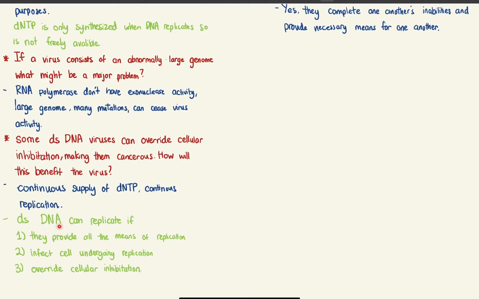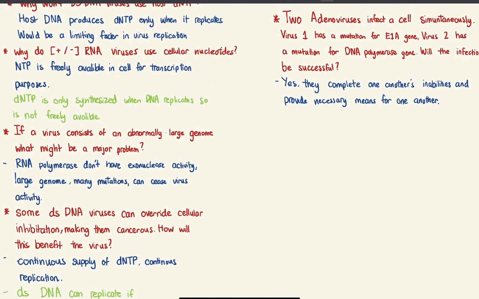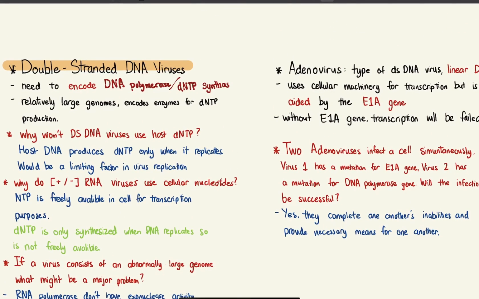So double-stranded DNA replication can happen if, number one, they provide all the means of replication. There has to be all the means of replication. Second, the infected cell is undergoing replication. Third, there is an override of cellular inhibition. These are three different methods, and one of these has to be happening for double-stranded DNA viruses to replicate.